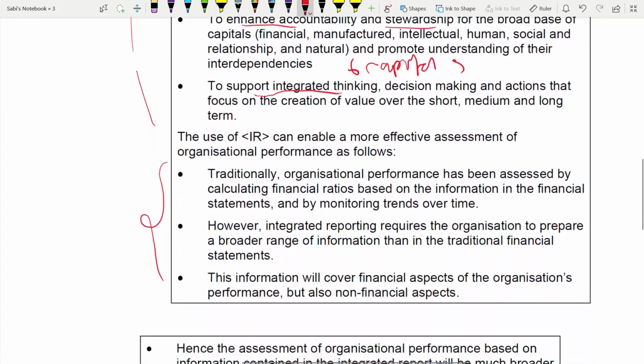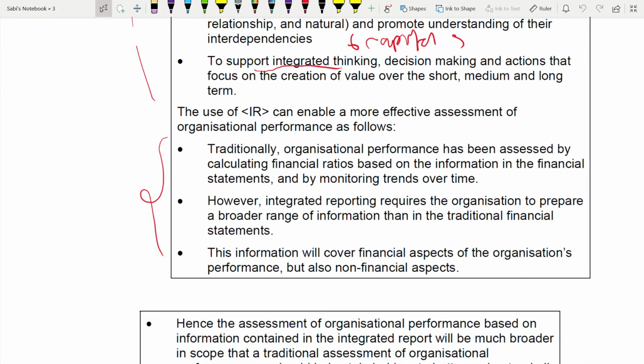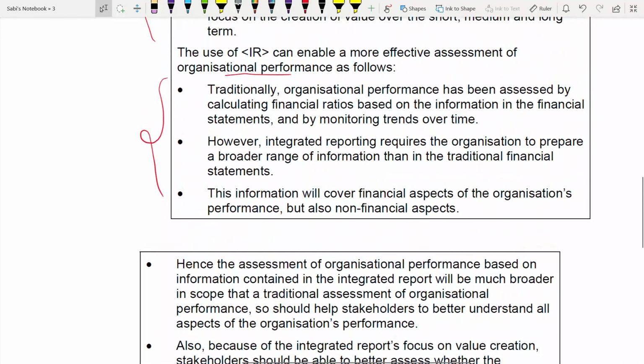Now we are coming to how they can make a more effective assessment of organization performance based on IR. How many bullet points are there? 1, 2, 3, 4, 5 points are there. First is earlier, organizational performance was based on financial ratios. You calculate financial ratios, you understand the performance, and by monitoring trends over time. This was traditionally before.